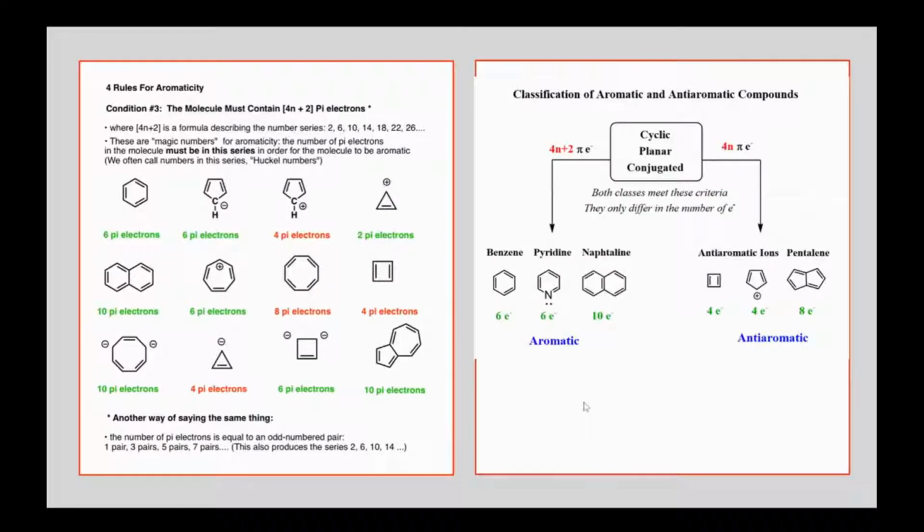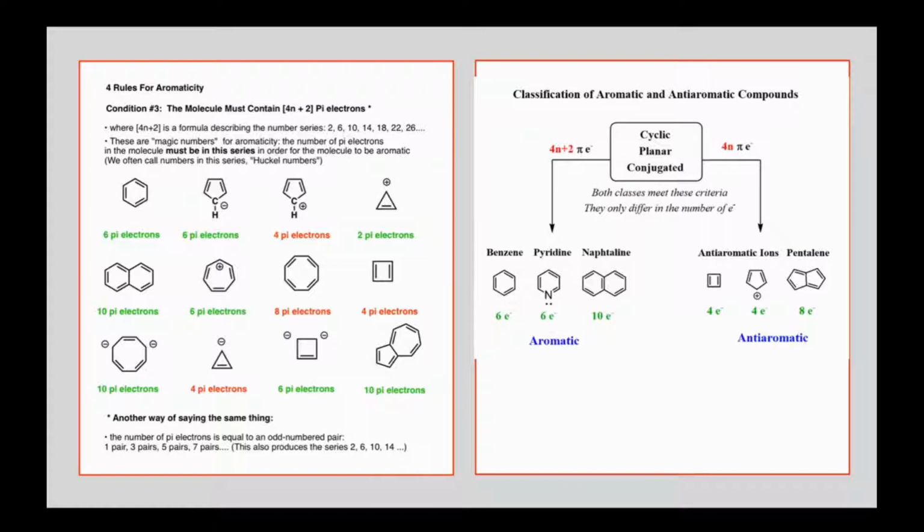Hello friends, in this video I'll be talking about rules for aromaticity. There are 4 rules for aromaticity. I have already made 3 videos about aromaticity, part 1, part 2, part 3. If you haven't watched those videos, please watch them. If you are at an advanced level and you want to learn quickly about aromaticity, this video is for you. And if you are following my whole video lecture series about aromaticity, this video is also for you.